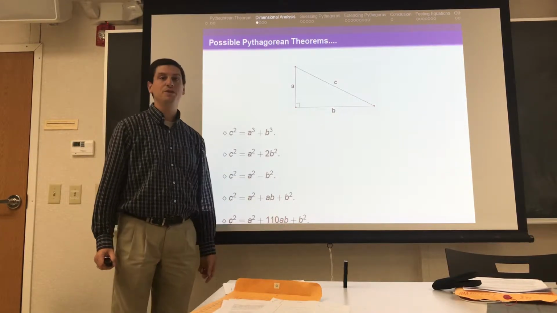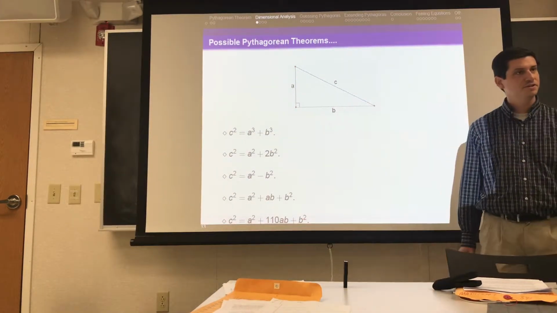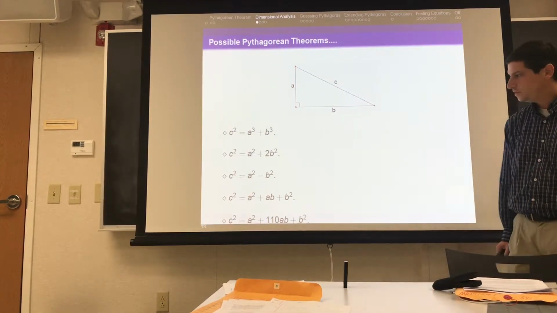This is going to be far more than a plus b squared. So there's no way it can work. Yes? Can you explain the symmetry disqualification thing a little bit more?